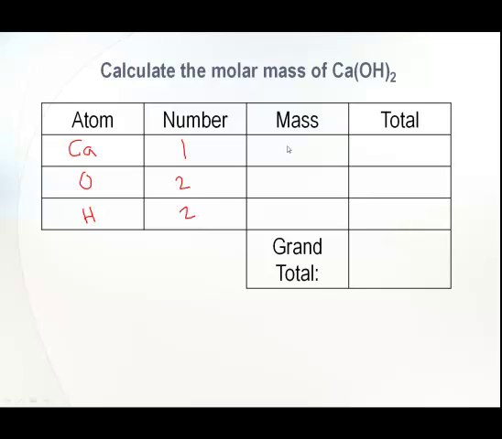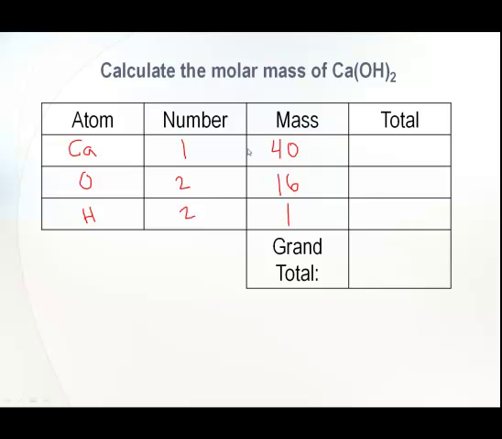Now I'm going to have to look up the atomic mass for each of these using the periodic table of elements. If I look these up, I see that calcium is 40.08. I'm going to go ahead and round that off to 40. We also see that oxygen is 15.999. I'm going to round that to 16. And hydrogen is 1.008. Again, I'm going to round that to 1.